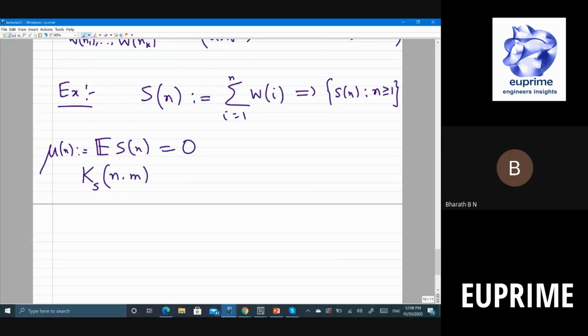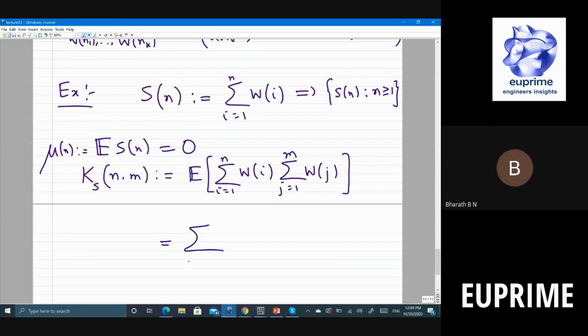Let's look at n, m. Okay, I'll change the notation. So this would be the expected value of S of n times S of m, right? So S of n would be the sum over i equal to 1 to n of Wi. S of m would be the sum over j equal to 1 to m of Wj. So I can write this product as a summation over all i, j, from 1 to n and 1 to m, of Wi Wj. But the expected value of Wi Wj will be non-zero only if i equals j.